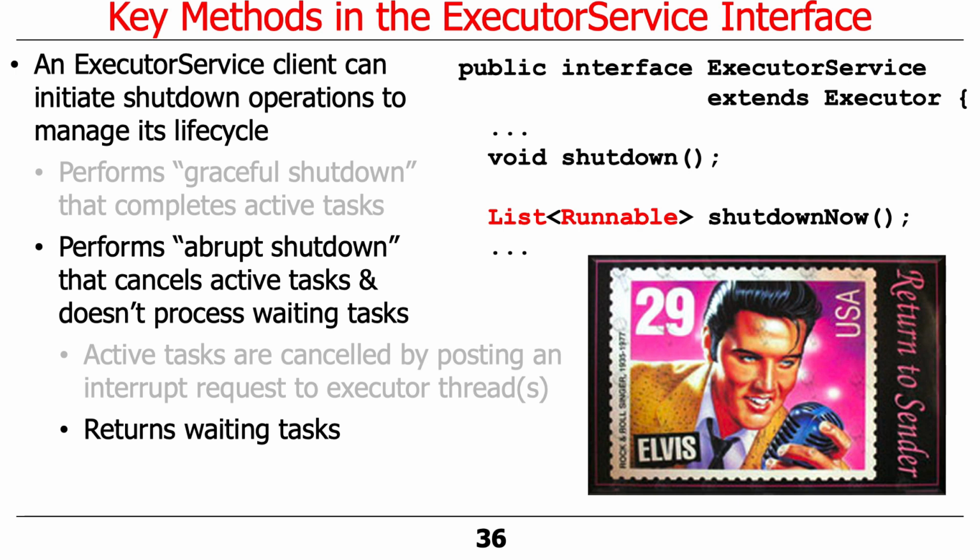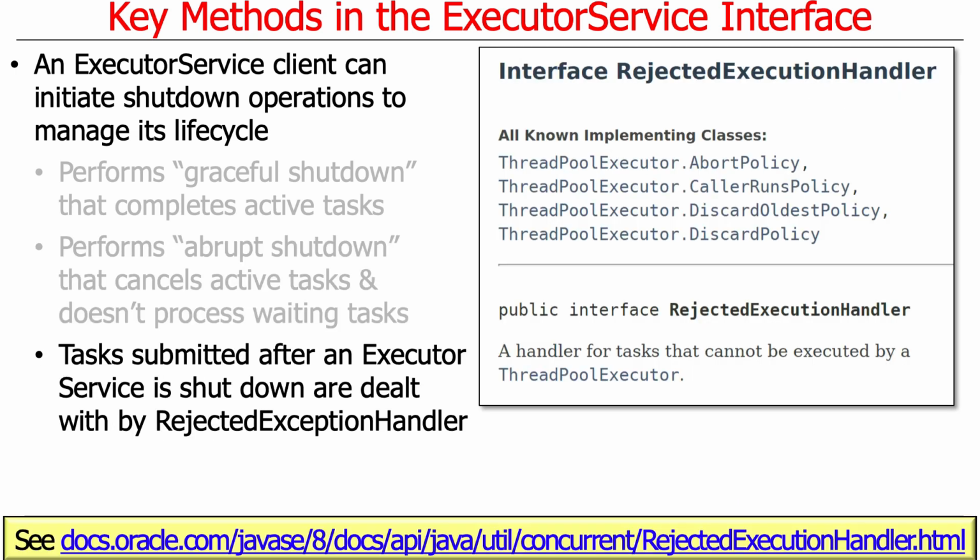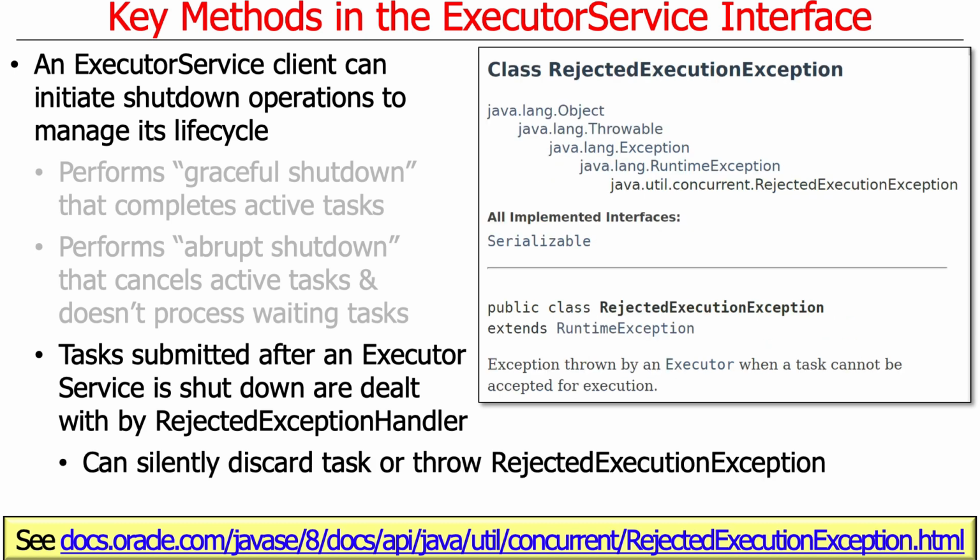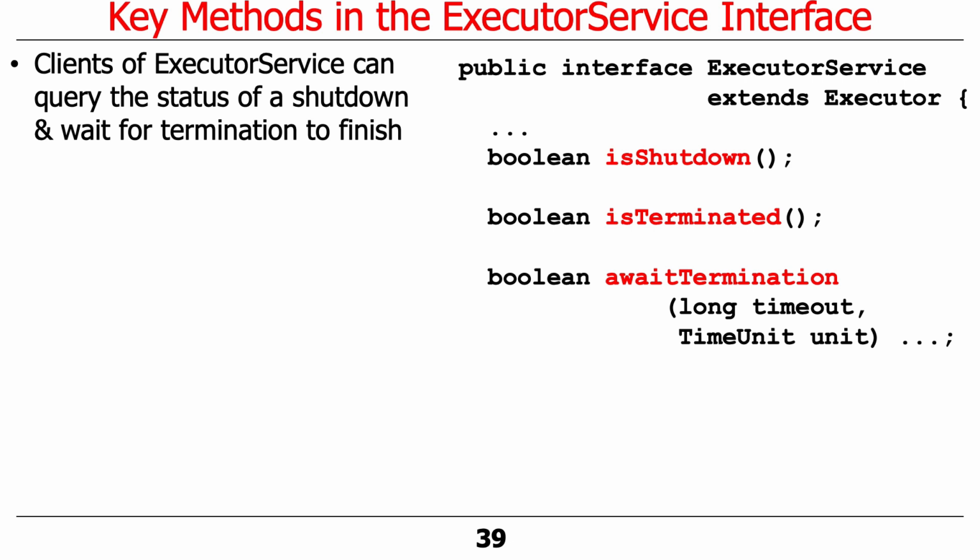ShutdownNow, because it's shutting a bunch of stuff down, will return a list of waiting tasks. So if there were tasks that were waiting to run, they will be returned to you, so you could do something with them, or at least know that they didn't get a chance to run. After you've shut down an executor service, any new task you try to submit will be rejected with the rejected execution handler. You can also silently discard the tasks, so you get a choice of what to do.